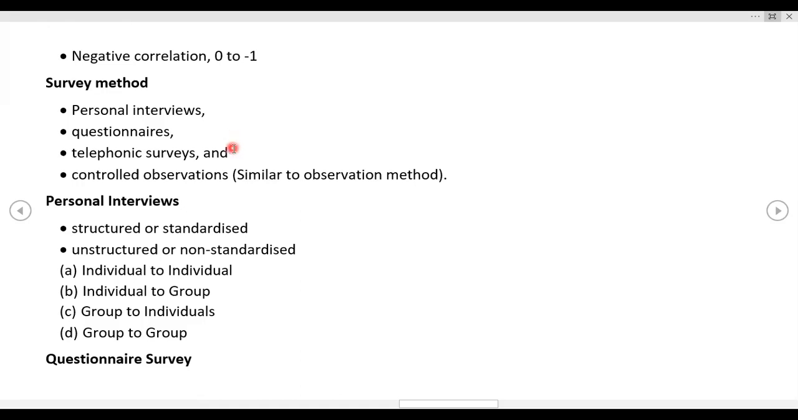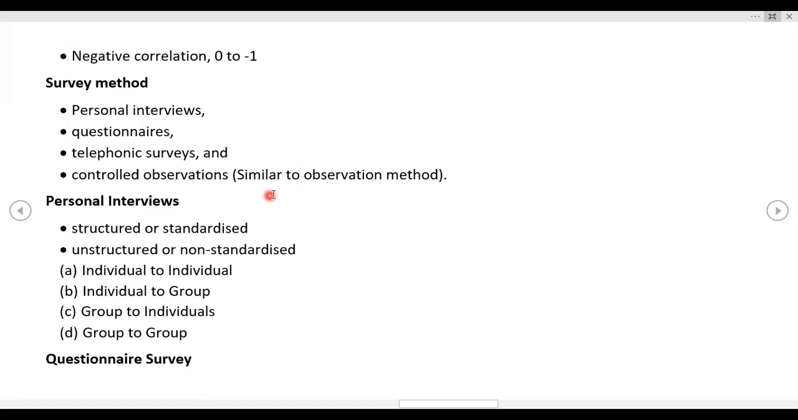Yes, they can be paper-based questionnaires or digital questionnaires. Telephonic surveys are based on telephones or mobile devices. Controlled observation is similar, a confined environment related to the observation, that is participant or non-participant. You can recall the observation method in the whole method, which is available as a separate session.